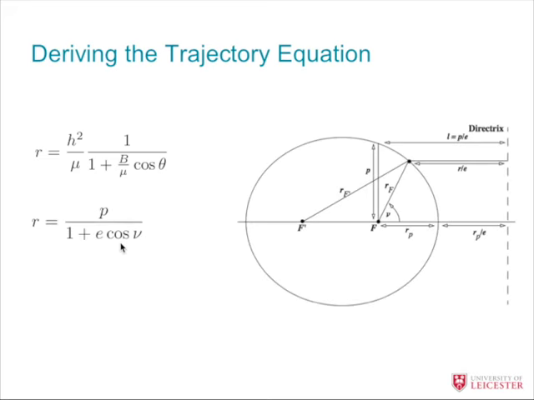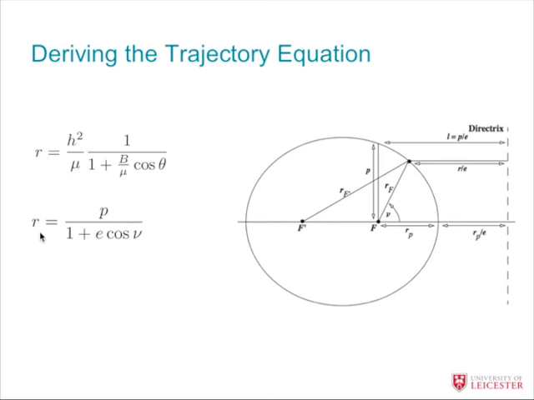And if you remember the derivation of the polar form of the conic section, that ends up as being r is equal to p, where p is the semi-parameter, which is the scalar from the focus in a direction parallel with the minor axis, in other words, at a true anomaly of 90 degrees. So p divided by 1 plus e cos nu.